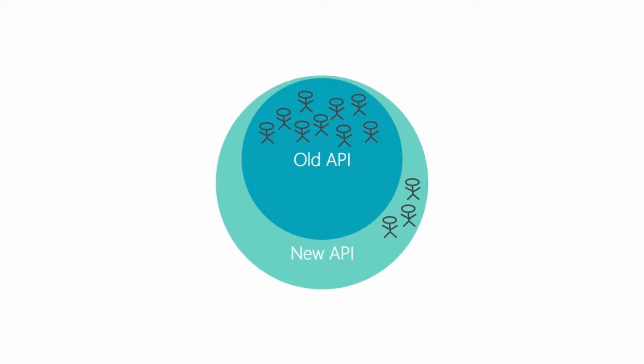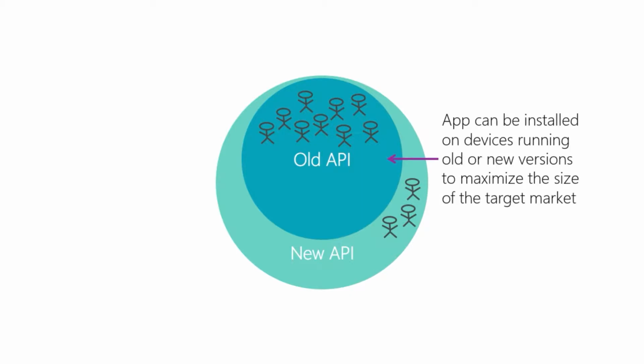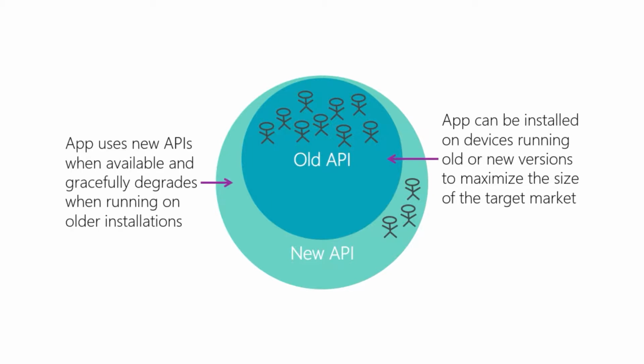UWP helps to eliminate this trade-off by letting you write what's called version adaptive code. So you write one app, and that app can be installed on all devices here, the old and the newly updated devices. When your app is running on a new updated device, you can use the new APIs. When it's running on the old APIs, it degrades gracefully, or reduces the features available to the user just to accommodate what's available on that platform. So in some ways, this is the best of both worlds. You get to maximize your target market and use the new features when they're available.